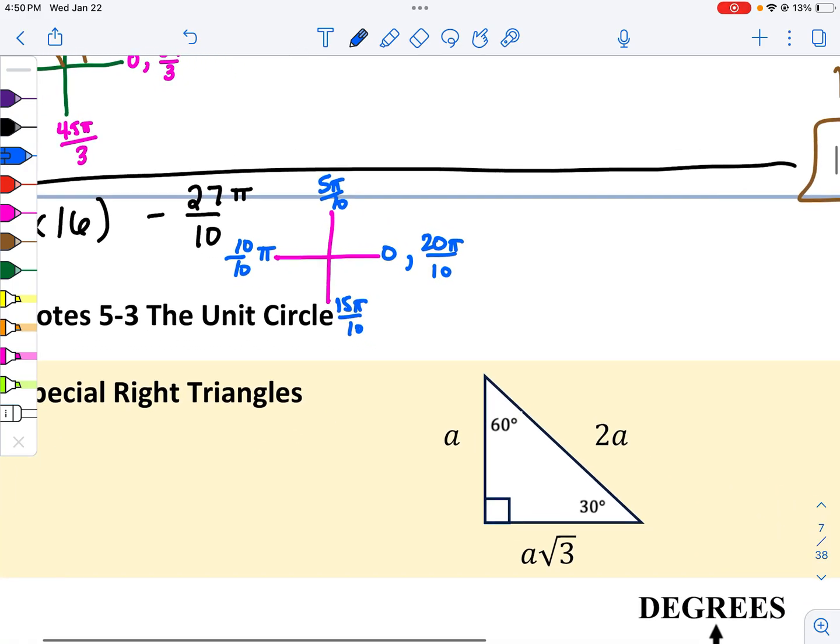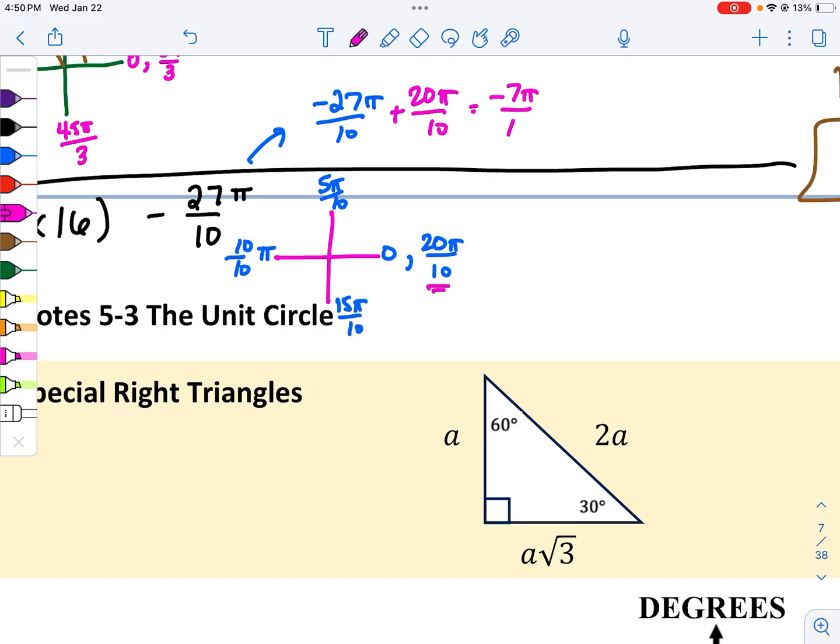All right, so I'm going to go up here, and I'm going to take that negative 27 pi over 10. So we've got a problem. We have to add 2 pi because we want to make that positive. So if I add 20 pi over 10, that's still negative 7 pi over 10. So what do I have to do? I've got to add 20 pi over 10 one more time, and that gives me 13 pi over 10.